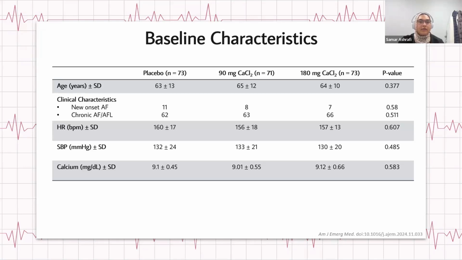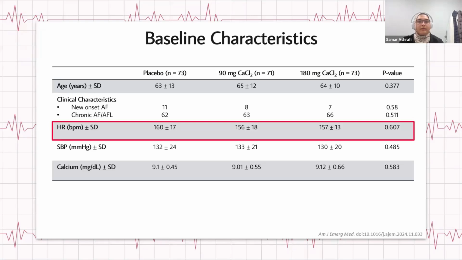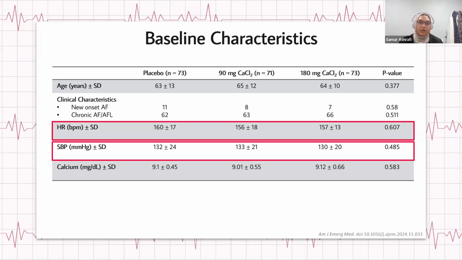So they had an average age of about 63 in all three arms. Most of these patients were chronic AFib or A-flutter. And of note, the heart rate was about 155 to 160 at baseline, and the systolics were about 130 to 133 among all three groups.